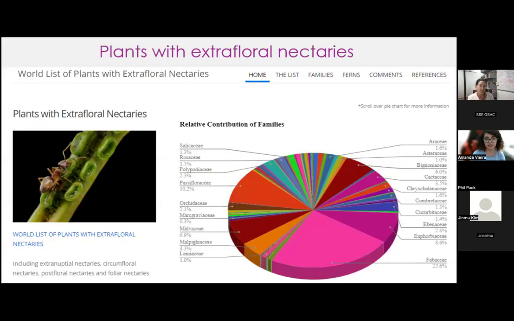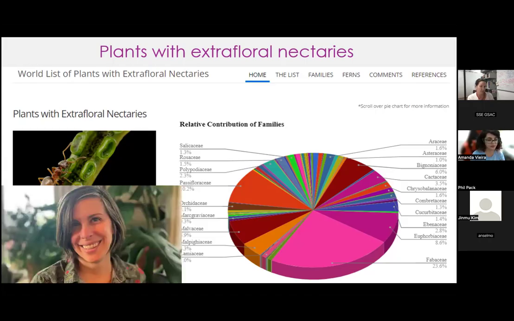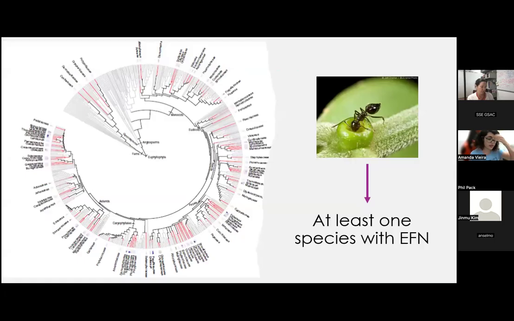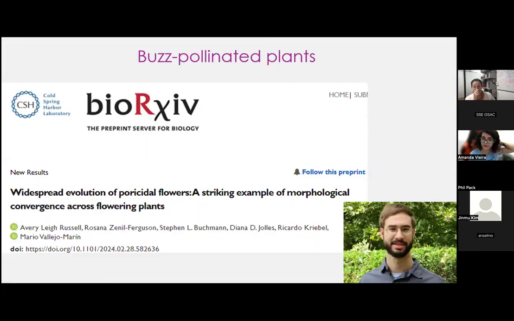And the data set of plants with extrafloral nectaries we got from Dr. Marjorie Weber. And she has this really cool website with a huge data set of plants interacting with ants, so plants with extrafloral nectaries. And I consider this, if at least one species of the genus has extrafloral nectaries, I consider that the whole genus could have extrafloral nectaries.